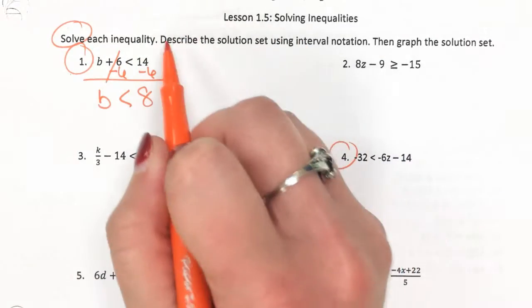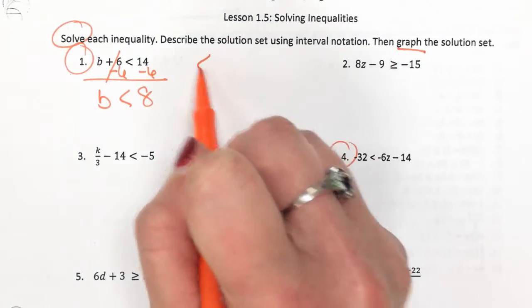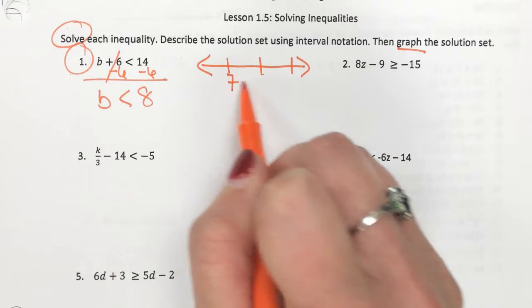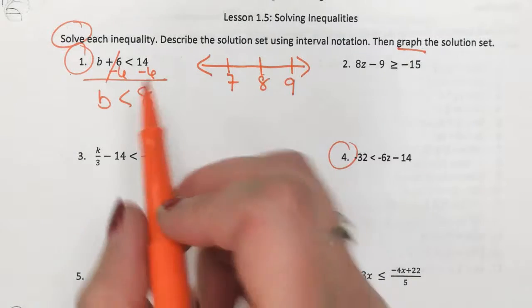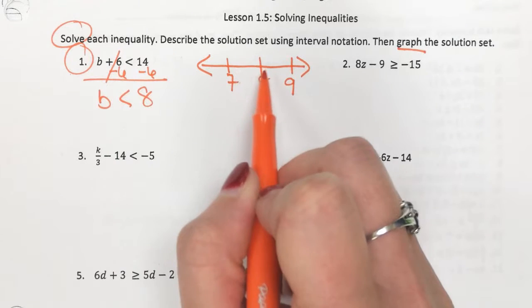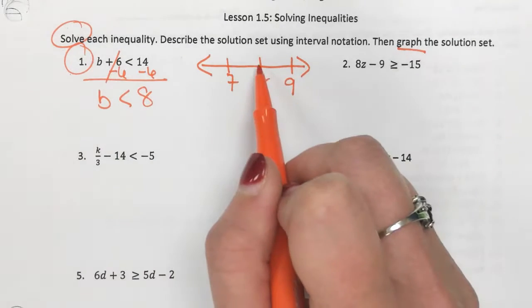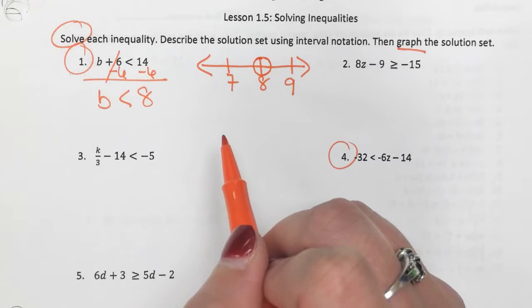All right, so we're not going to worry about this today, but right now we're going to graph it. So draw yourself a number line. So we have 7, 8, and 9. Okay, does a less than get a closed dot at 8 or an open dot at 8? Open. It gets an open. It does get open. But we're kind of half and half.